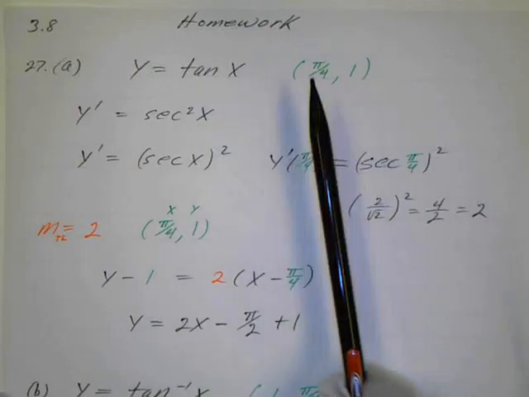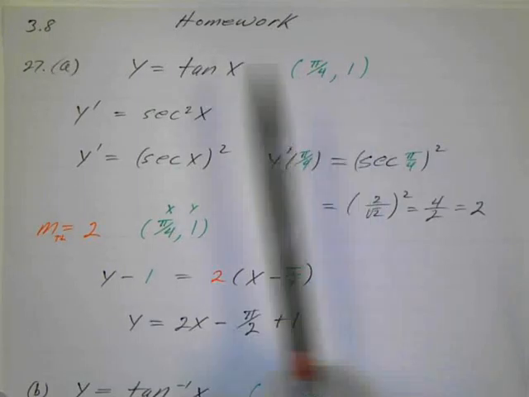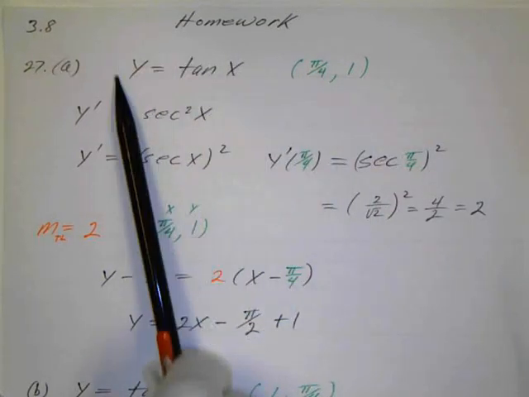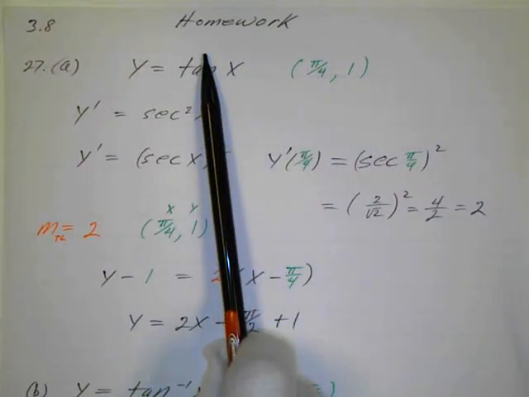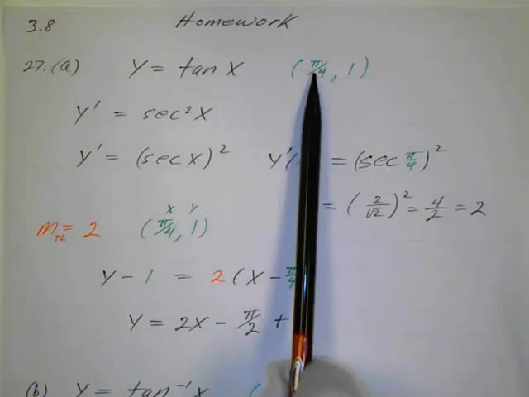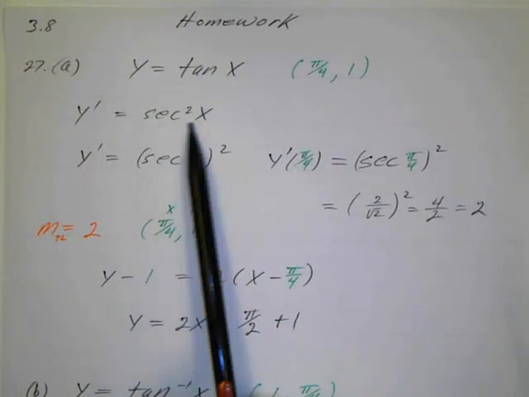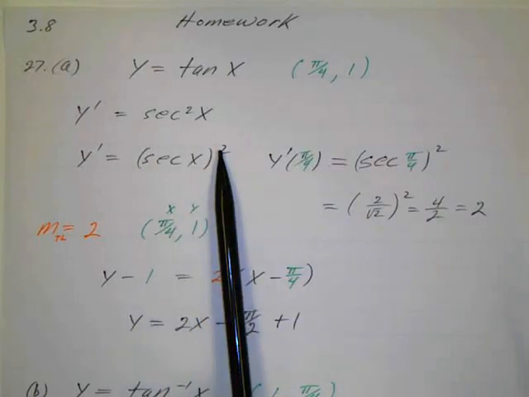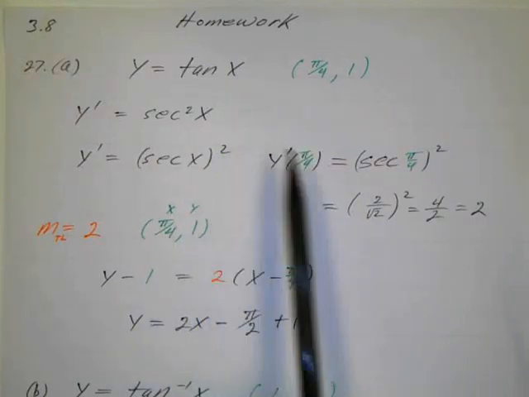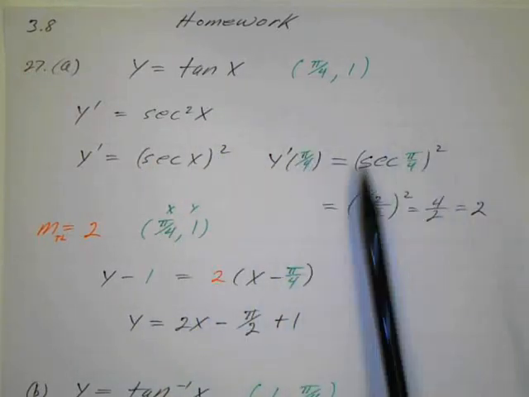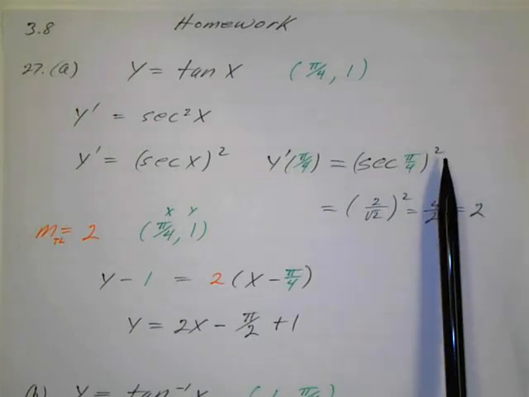So we get both coordinates of our point. So this is our point of tangency. So this is my function. To find the slope at pi over 4, I just take the derivative, and the derivative of the tangent of x is the secant squared of x. So if we want to find that derivative at pi over 4, we just take secant of pi over 4 squared.